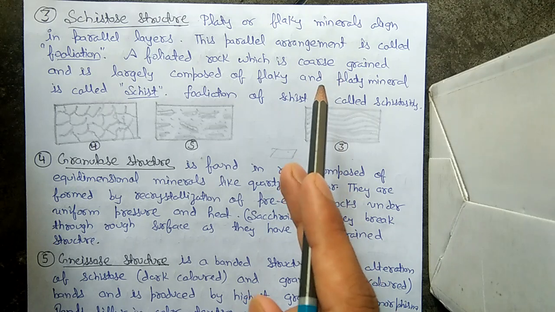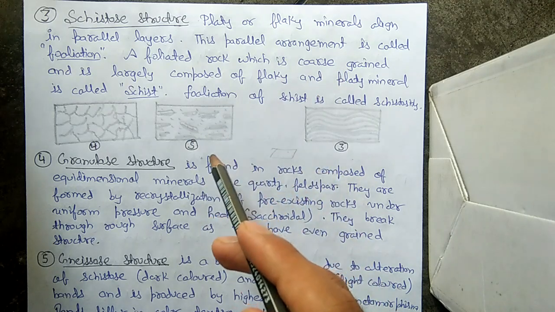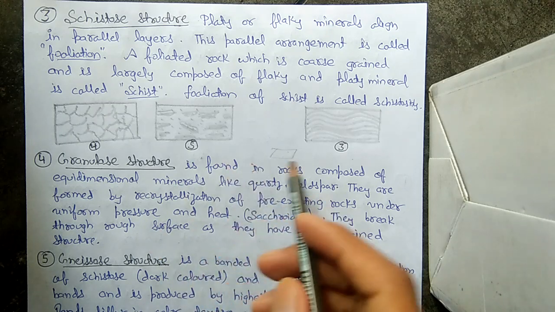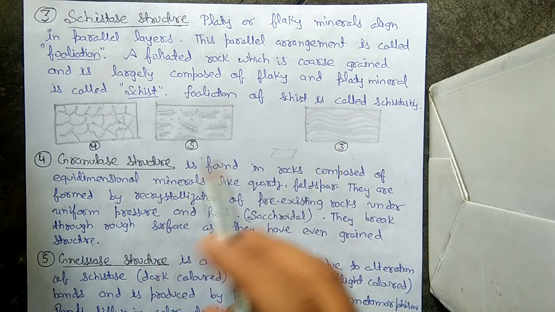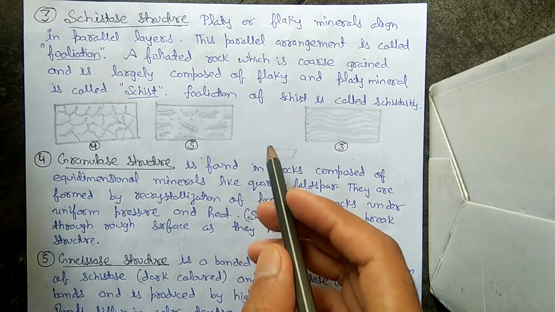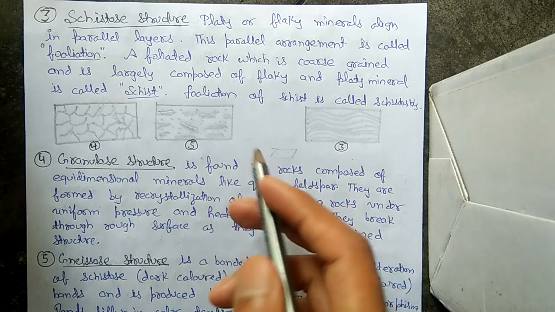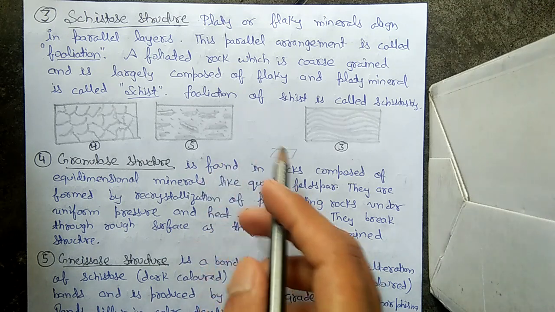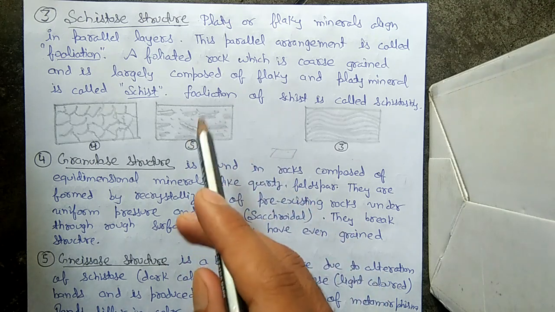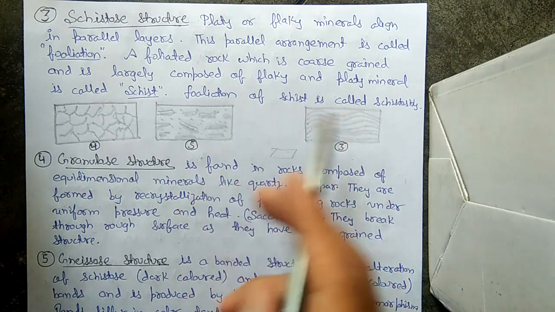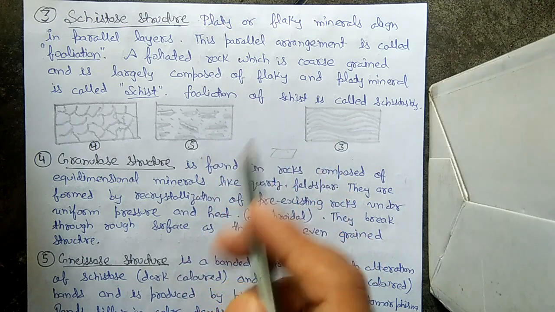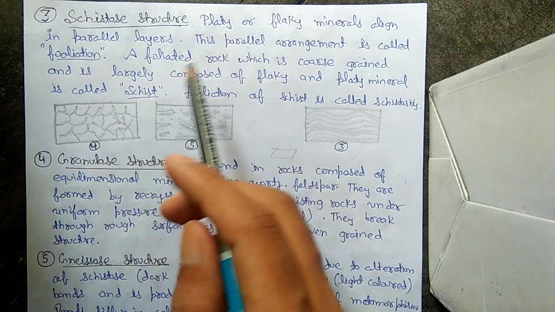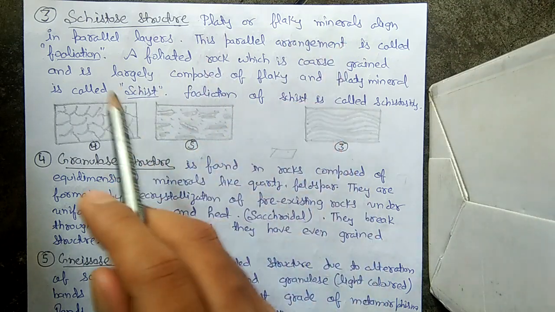A foliated rock which is coarse grained and is largely composed of flaky and platy minerals is called schist. So a foliated rock means there are many layers in that rock, and it is largely composed of flaky and platy minerals, with many plates lying one over the other, and it has large crystals also. Then the rock is called schist. Foliation of schist is called schistosity. So what is schistose structure? Platy or flaky minerals align in parallel layers.